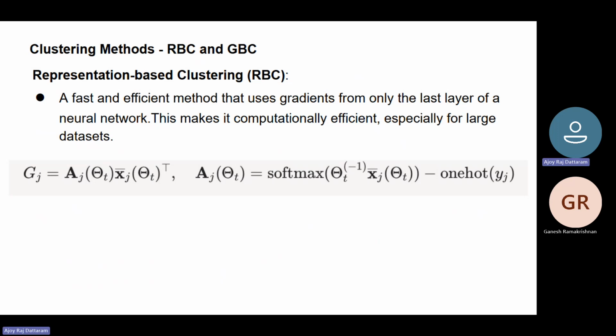So we have two methods for clustering. RVC, representation-based clustering, a fast method using only the last layer of the neural network. In this clustering, we use the last layer of the neural network.